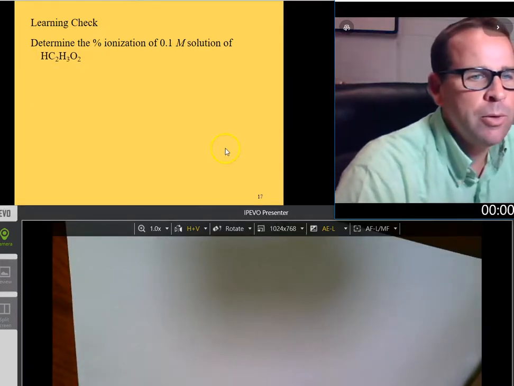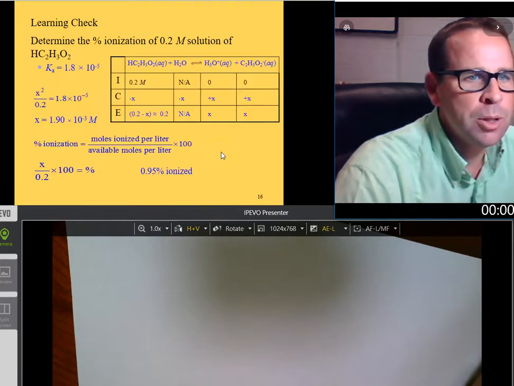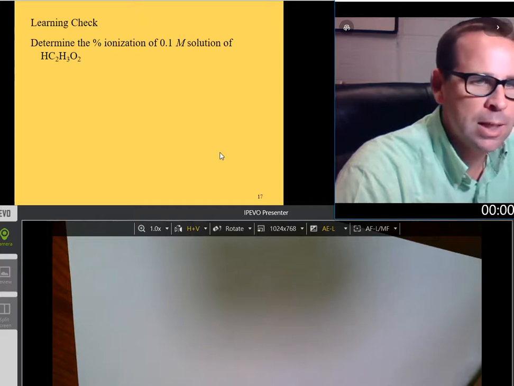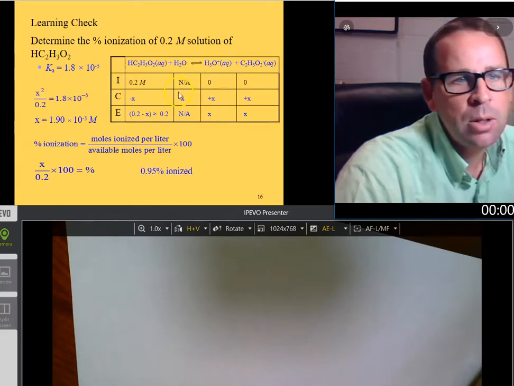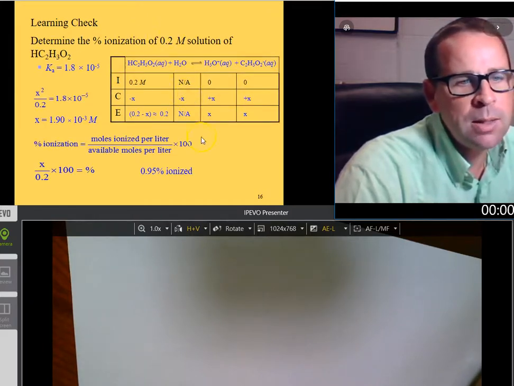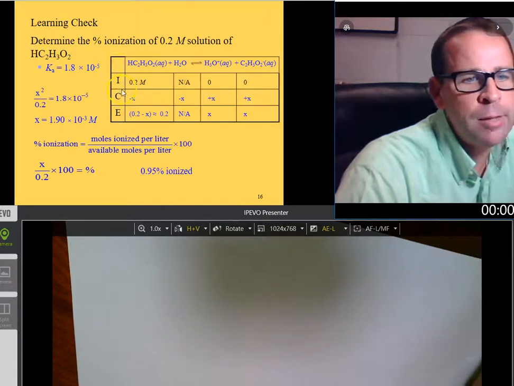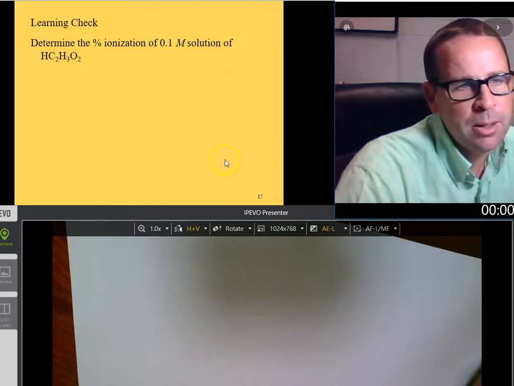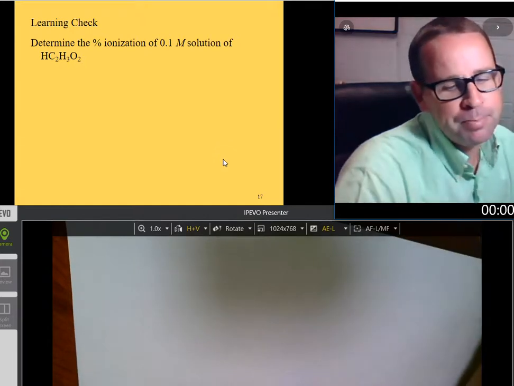All right, so moving on to the next one. Could you determine the percent ionization for a 0.1 molar solution of acetic acid? Okay, so we just did this for 0.2 molar acetic acid, and now we're going to do it for 0.1. And maybe make a little guess in your mind. Is it going to be a higher percentage ionized, or a lower percentage ionized? All right, so go ahead and finish this one up.